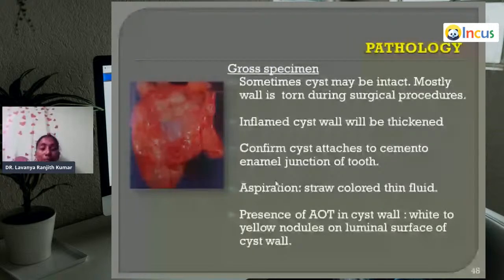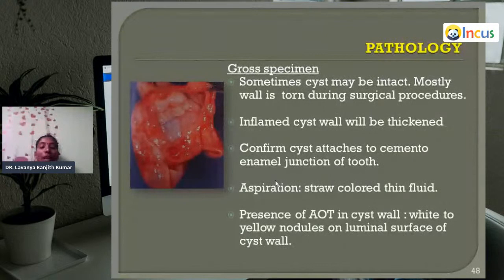So if it is not infected, the cystic lining is very thin and will be torn during the surgical procedure. If it is inflamed, it will be thickened and attached to the cemento-enamel junction. That is a very important feature by which we can grossly give the diagnosis. The aspiration from the cystic fluid will show a very thin straw colored fluid, and the albumin and globulin ratio will be very similar to the serum.